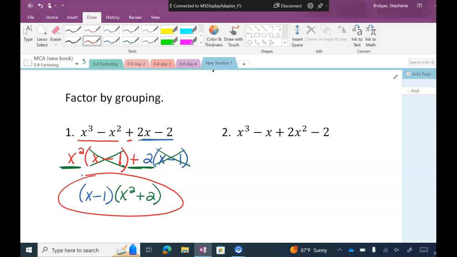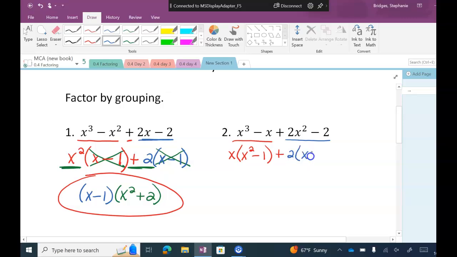Wait, can't you break this down? That's why we decided on pausing. Looking at the first 2, x to the third minus x, what is it that those have in common? Okay, and if I divide that x out, what's left? X squared minus 1. Then I'm going to bring that plus sign down. What do the next 2 terms have in common? 2. And if I pull that out, what's left? X squared minus 1.